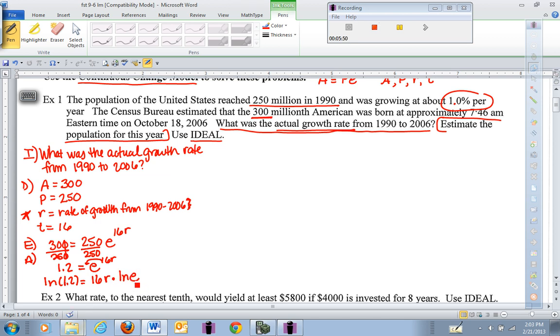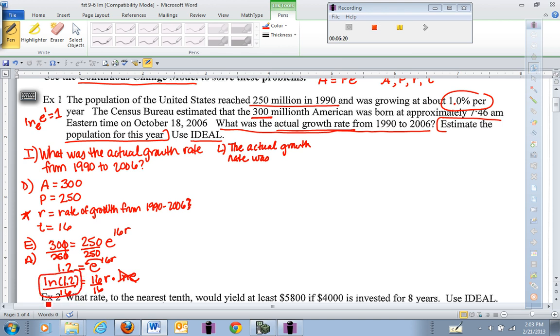What do we know the natural log of e to be? The natural log base e of e to the first is 1. So I'm going to just wipe that off there because that's going to be 1 times my product. Divide both sides by 16. Okay, so I'm kind of running out of room here, so I'm going to put my L up here, and I'm going to say the actual growth rate was, and this is the exact amount, okay?